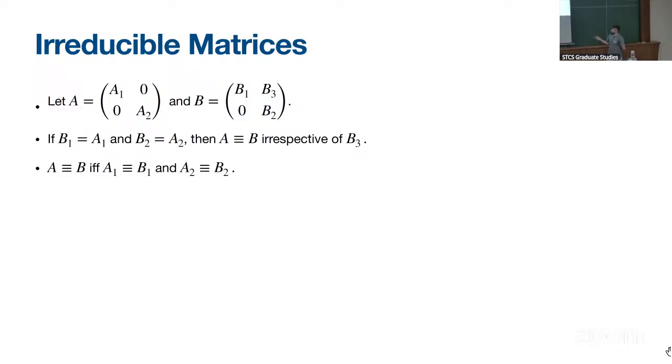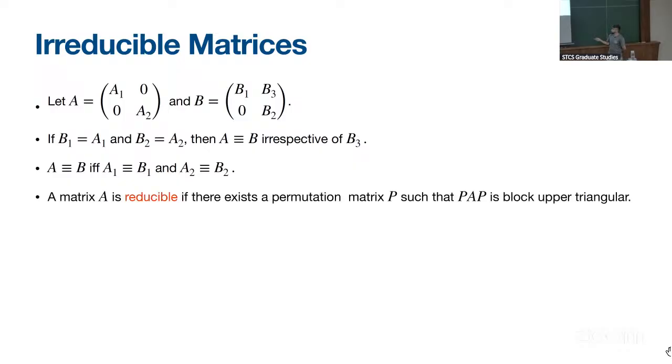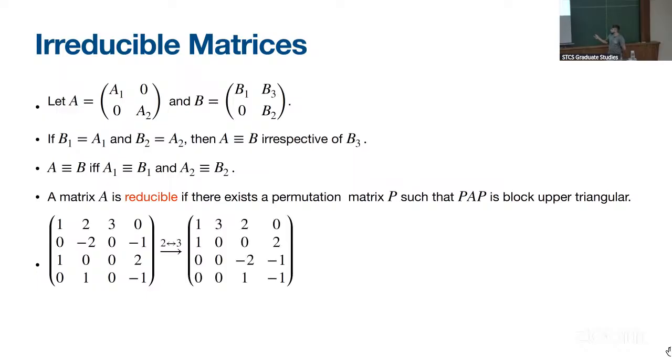We can generalize this even further for reducible matrices, which I will define now. A matrix is called reducible if we can permute the rows and columns simultaneously so that we get a block upper triangular matrix. This will be more clear with this example. So here is this matrix. And now we will exchange the second row and column with the third row and column simultaneously. Then we will get this matrix.